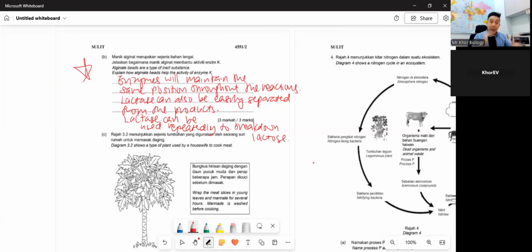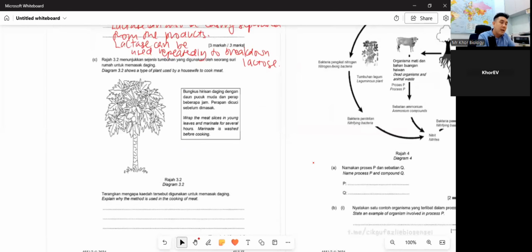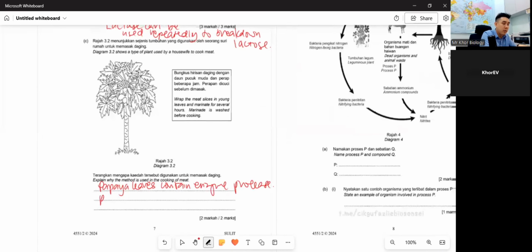Okay, C. So wrap the meat slice in young leaves. Oh, this is actually to tenderize the meat. Okay, explain why this method is used to cook meat. Guys, the thing is, papaya leaves contain papain. Papaya leaves contain, better write the word enzymes. You can say papain, you can say protease, and protease is used to tenderize meat. Tenderize means soften the meat.